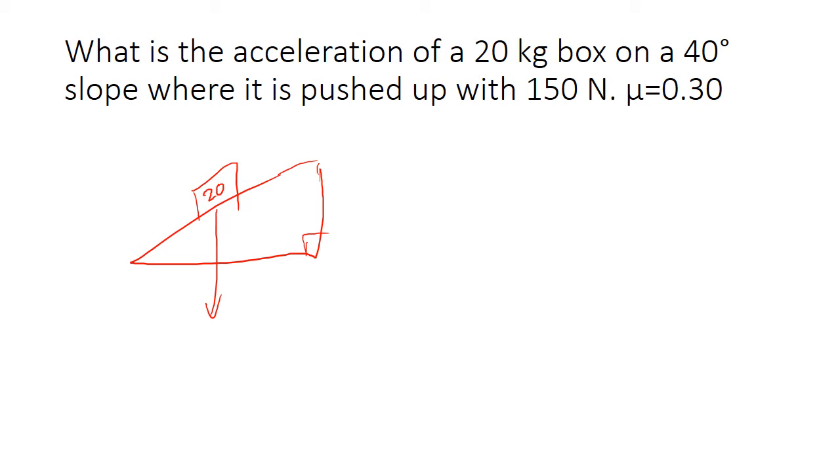Okay, so 20 times 9.8 is 196 newtons. We're going to split it up. This is a 40, right? Yeah. So we're going to have 196 sine 40 equals 126, basically. And then the brother is 150.1.